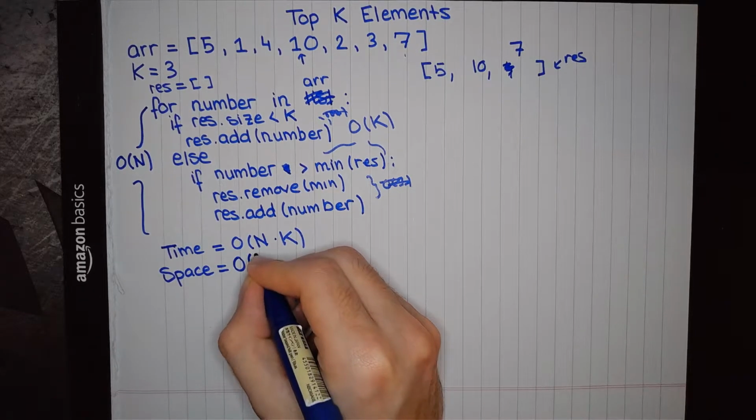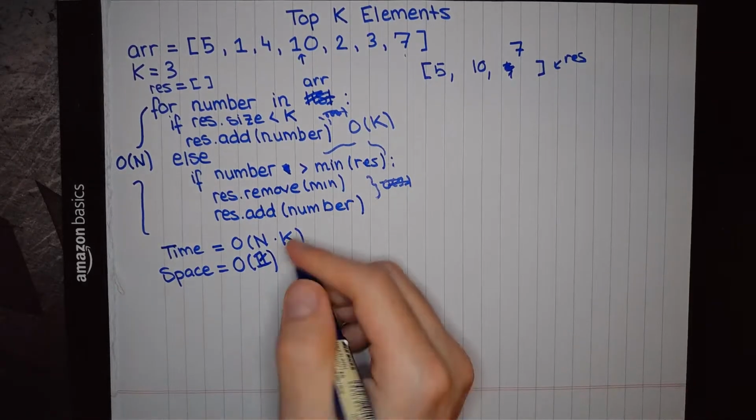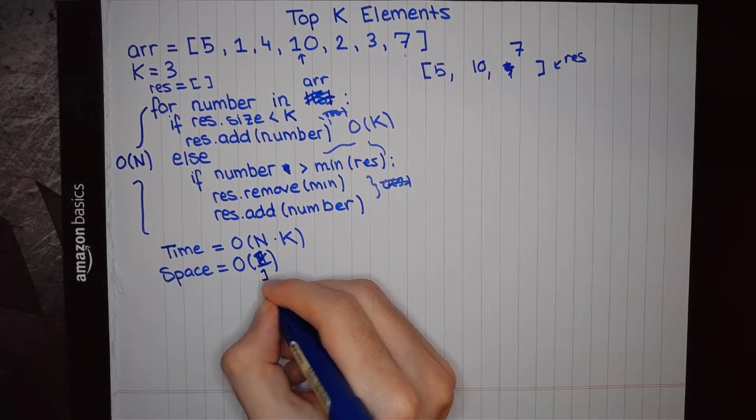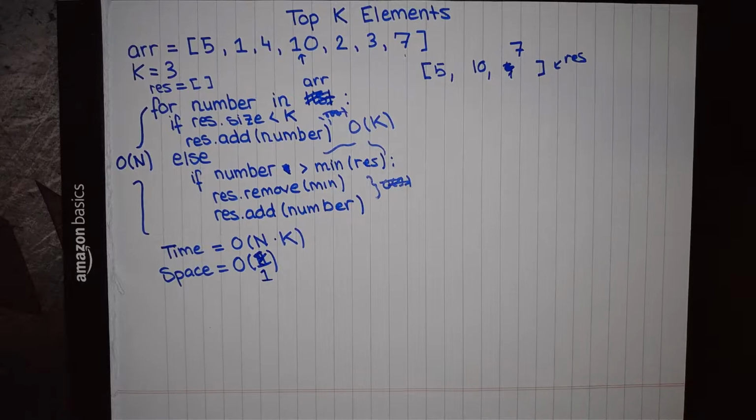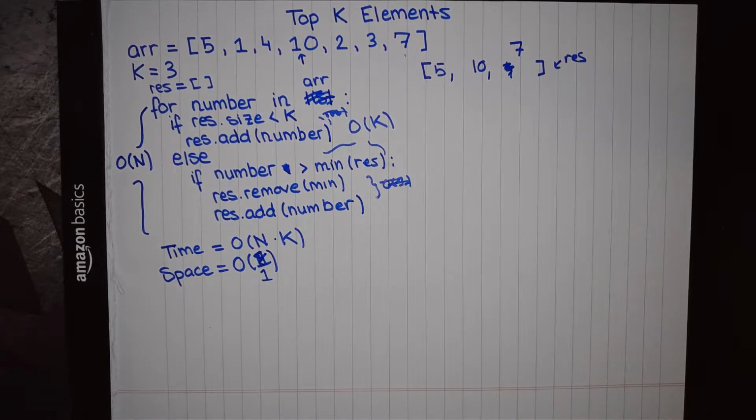Now our space in this case is just an output list. So it's just going to be O of 1. Sorry, I was going to write O of k. It's just O of 1, because it doesn't make sense to consider the result as extra space, because you need that to answer the problem. You need to make a list of size k.